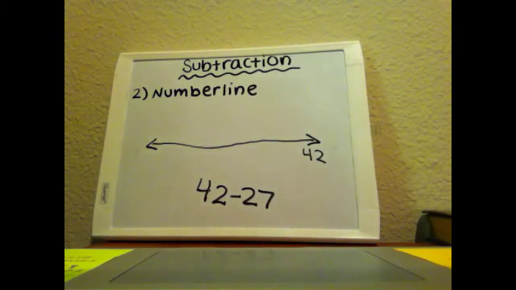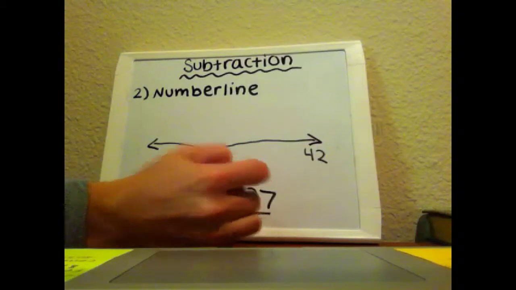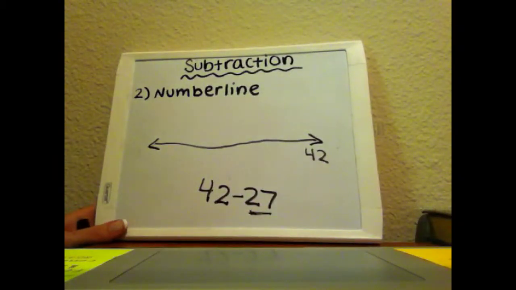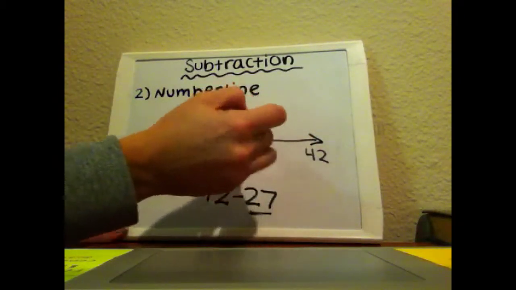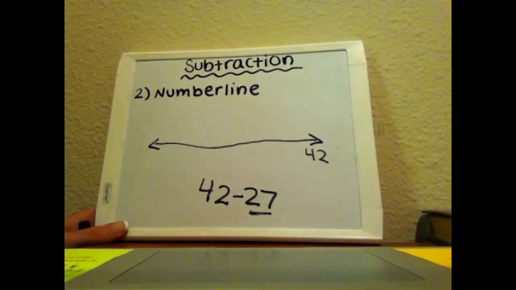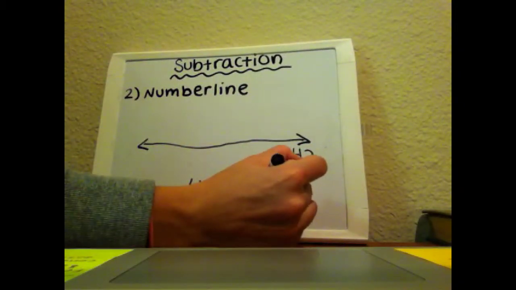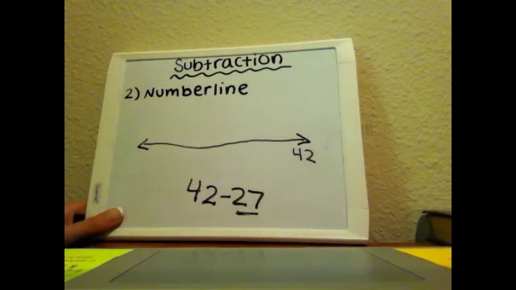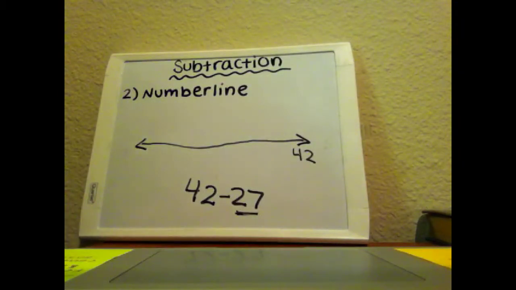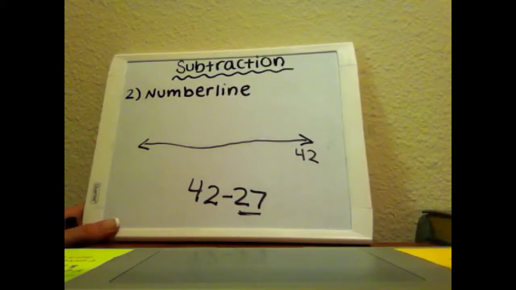So to do this, what we need to do is we break up our 27. We can't do what we did in the first problem by just counting backwards by ones, because that would take quite a while. So we can break up 27 into a few different segments. We could break it up by tens, or we could break it up by 20 and 7. So for this example, I'm going to break it up by tens.